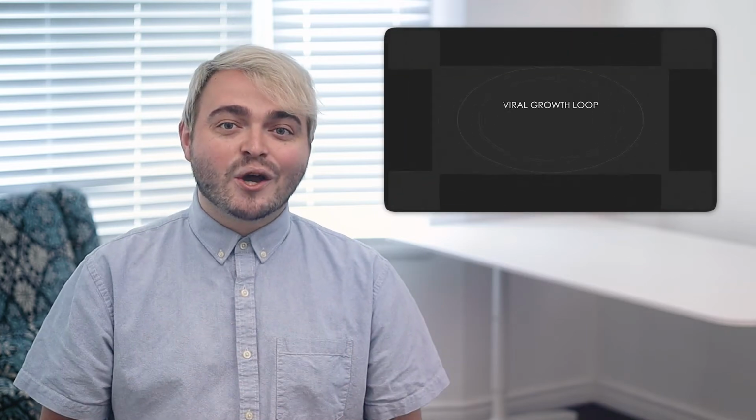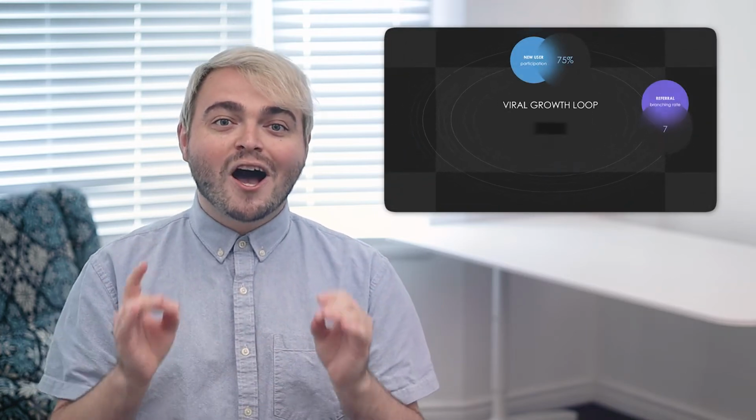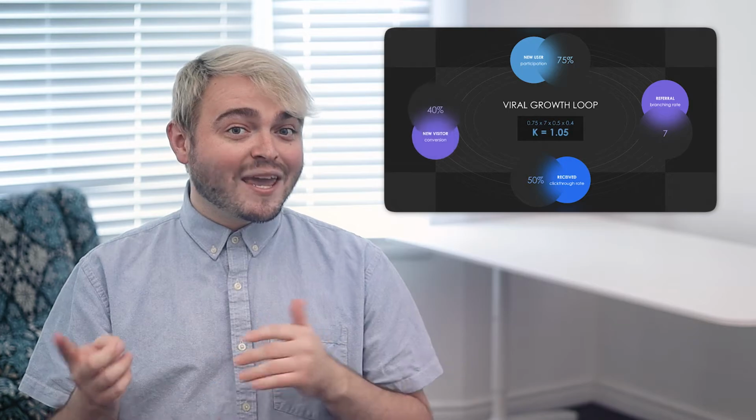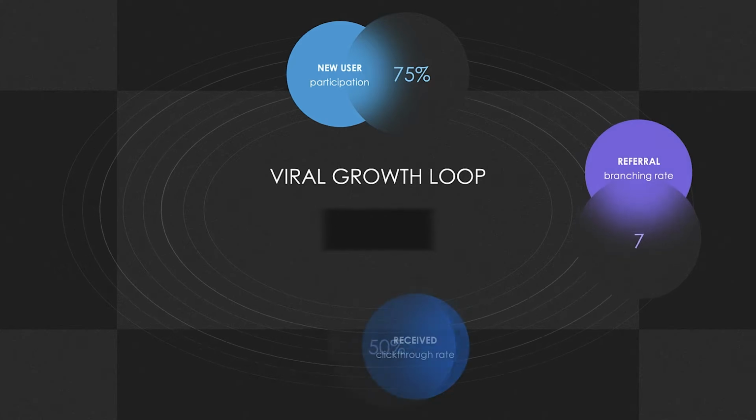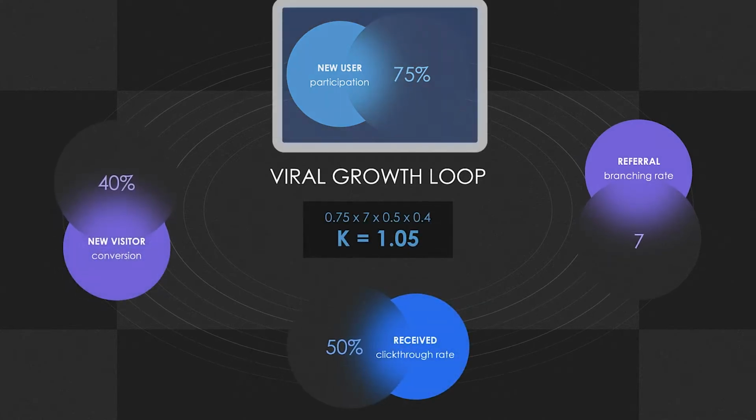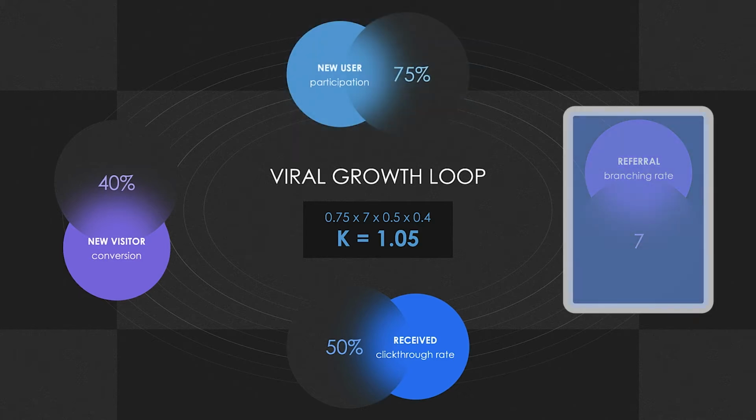In an ideal scenario, you want a viral growth loop to be a positive feedback loop that feeds into and amplifies itself. For more on feedback loops, check out our video book summary on thinking in systems. This slide defines the viral growth loop. It begins with 1 new user. In this example, 75% of these users become brand advocates and share the product with 7 others.